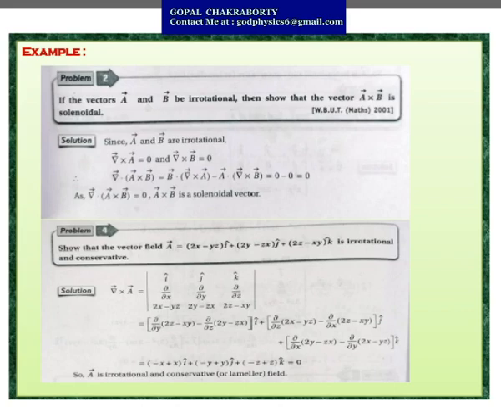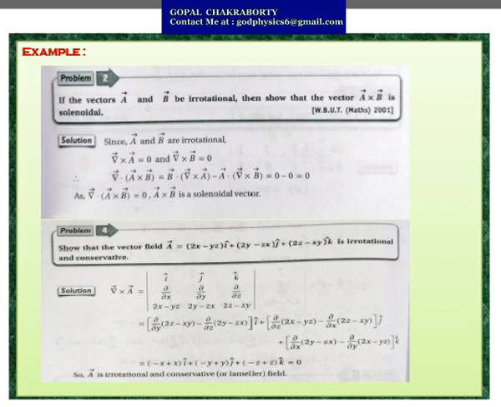So del dot A cross B equals B dot del cross A minus A dot del cross B. So if you substitute the values of del cross A and del cross B equal to 0, we get our result that del dot A cross B equals 0. So divergence of A cross B equals 0. That means it is solenoidal.